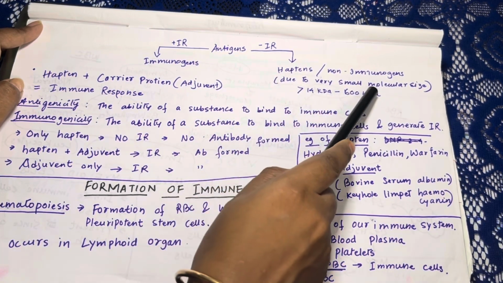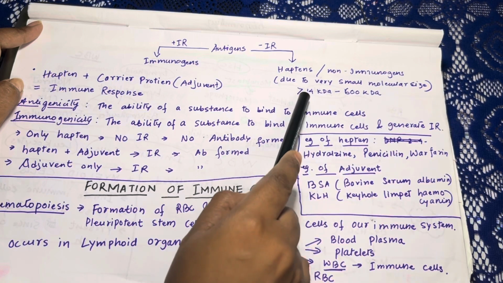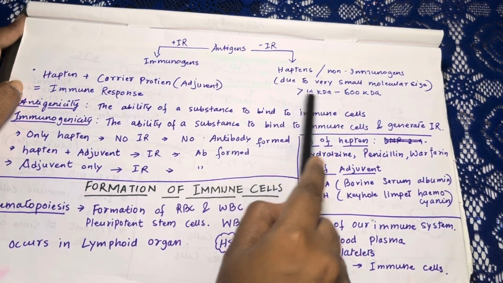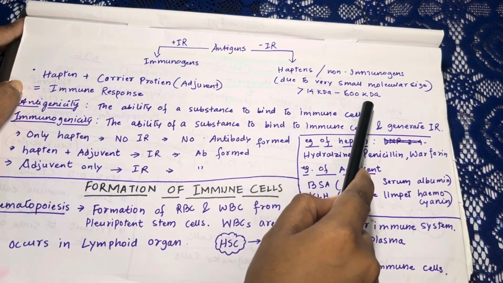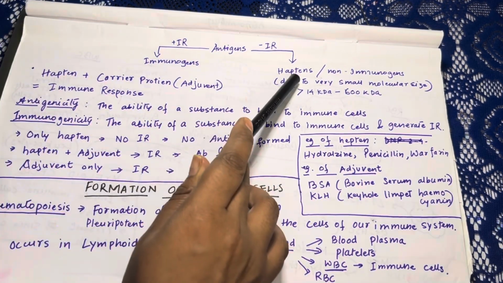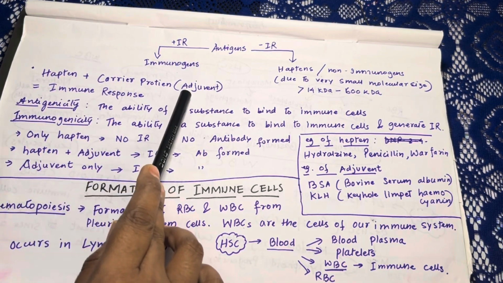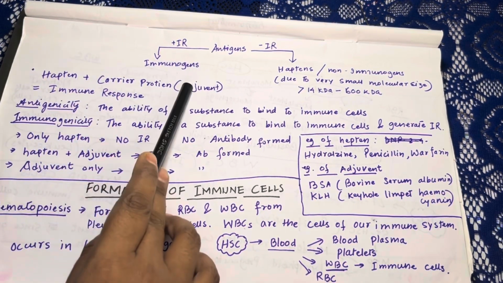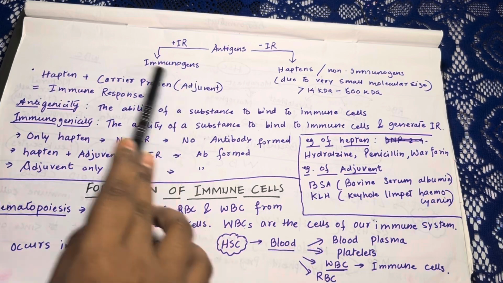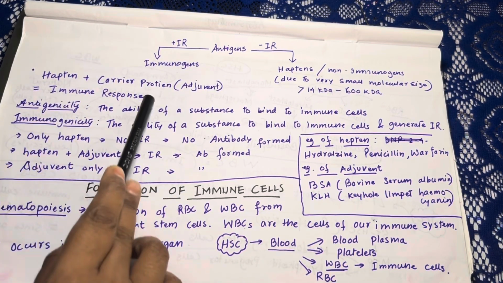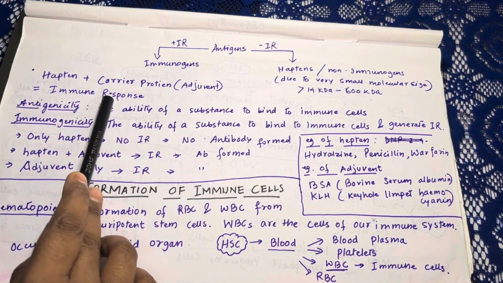Haptens have a very small molecular size, less than 14 kilodalton to 600 kilodalton, which we have already discussed is an ideal size. Now, if we want to make a hapten an immunogen, then we have to add a carrier protein to it. If a carrier protein, or you can call it adjuvant, is added to a hapten, then the hapten will become an immunogen, and then it can trigger an immune response.